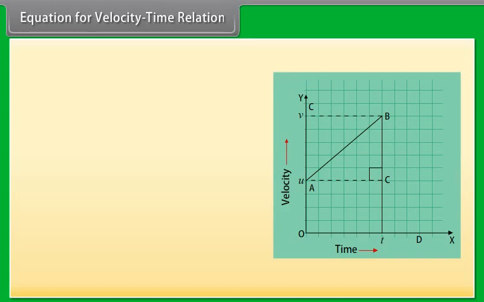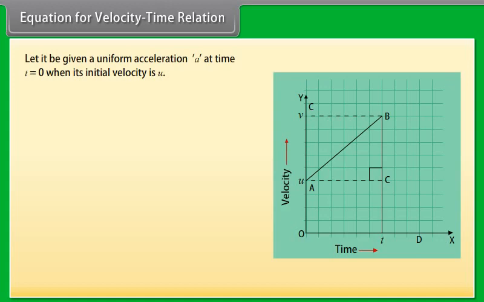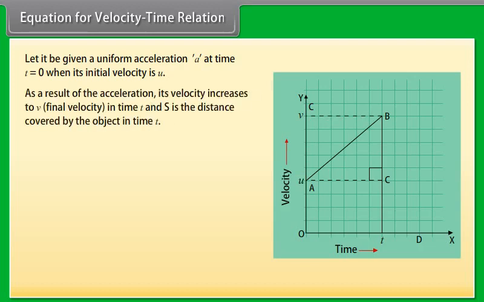Consider an object moving with a uniform velocity u in a straight line. Let it be given a uniform acceleration a at time t equal to 0 when its initial velocity is u. As a result of the acceleration, its velocity increases to v, the final velocity, in time t, and s is the distance covered by the object in time t. The figure shows the velocity-time graph of the motion of the object.